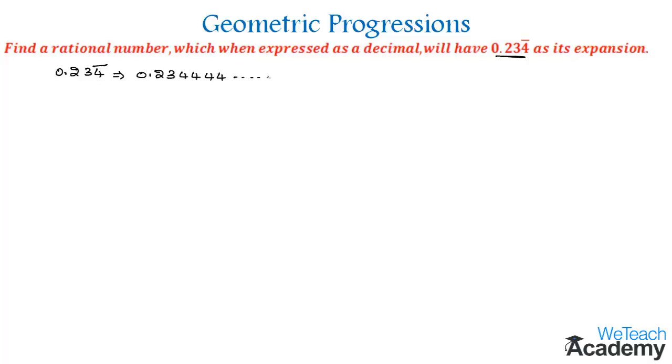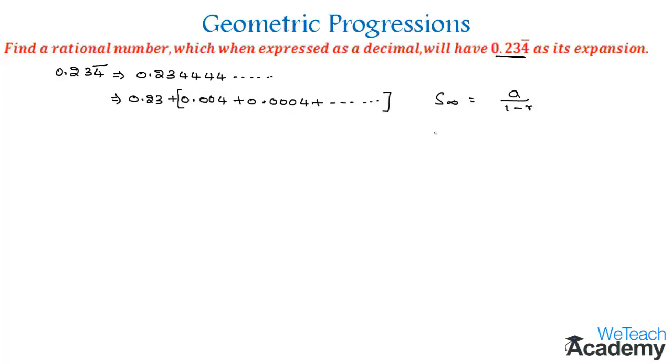0.23444 and so on. And we can write this decimal number as 0.23 plus 0.004 plus 0.0004 plus so on. And now let us consider this part of a series. We observe that this is in geometric progression, and to find the sum to infinity we have the formula a divided by 1 minus r.